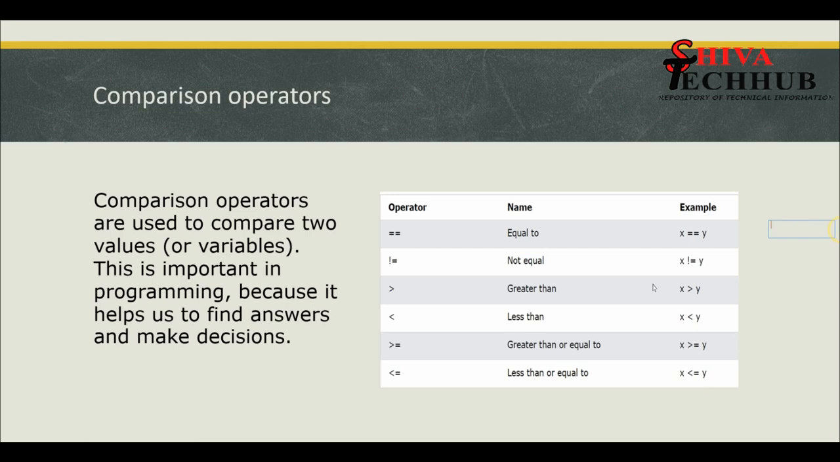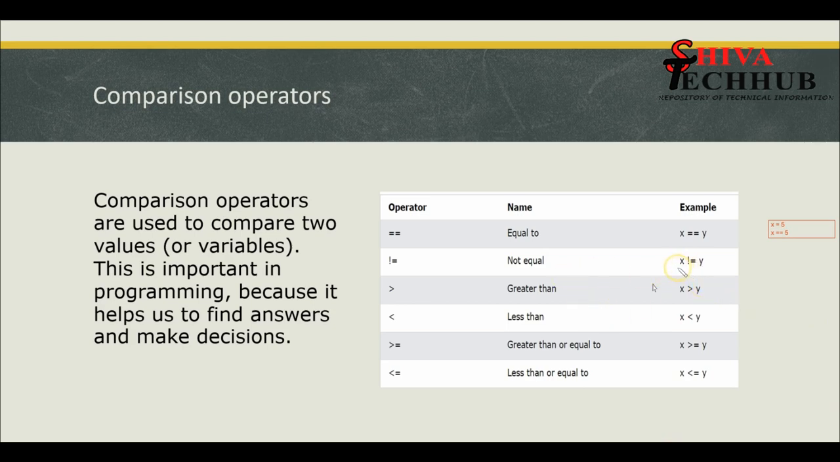The difference between single equal to and double equal to: x equal to 5 means the value 5 is assigned to x, whereas x double equal to 5 means you are comparing whether the value of x is equal to 5. There is a lot of difference between single equal to and double equal to. This is assignment, this is comparison. Got it, guys? Let us look into the next.